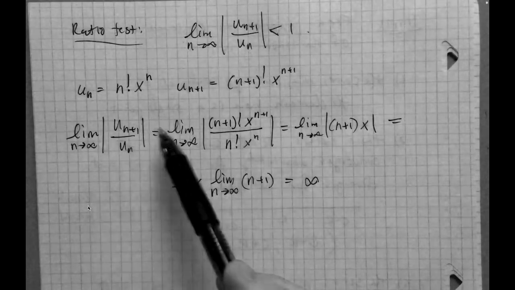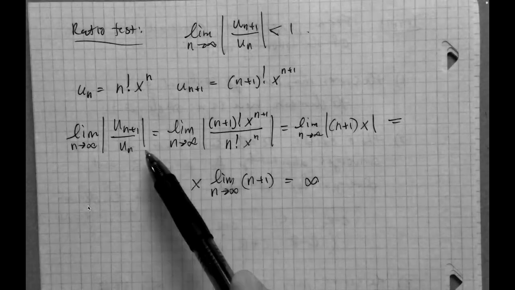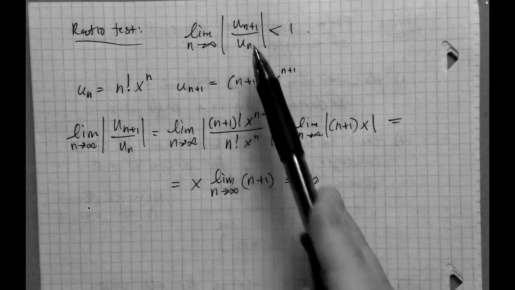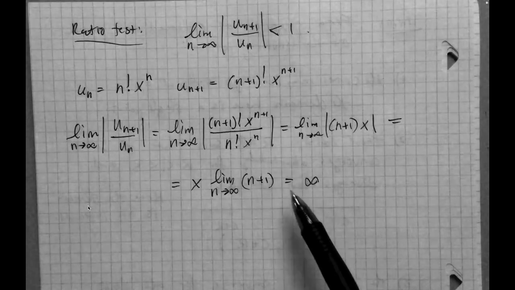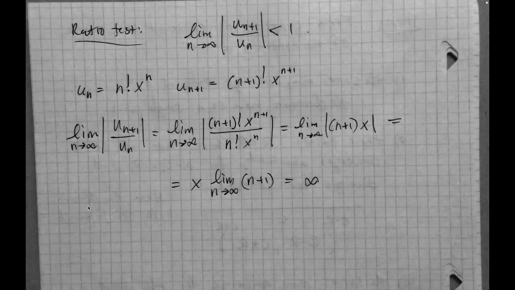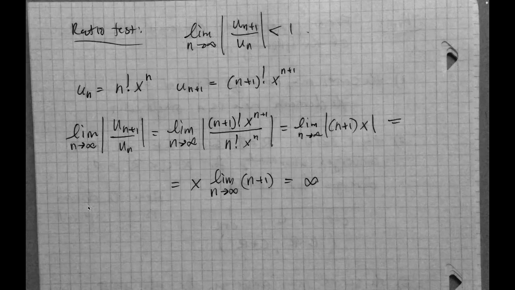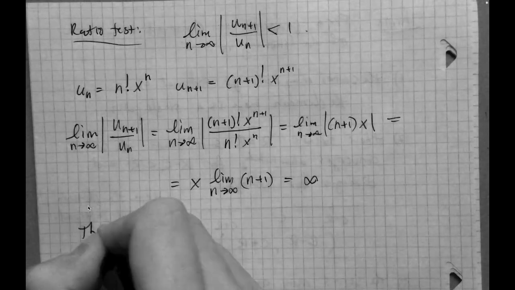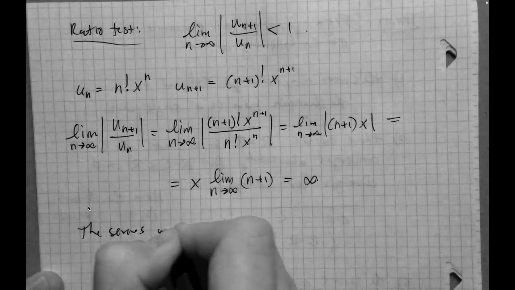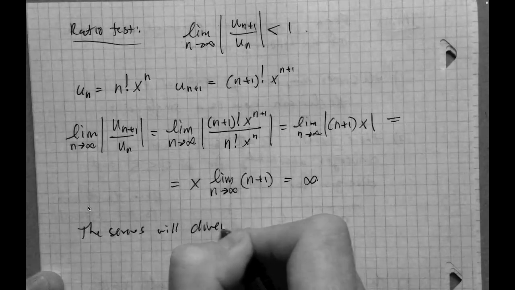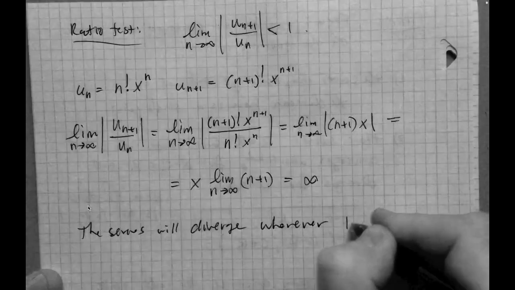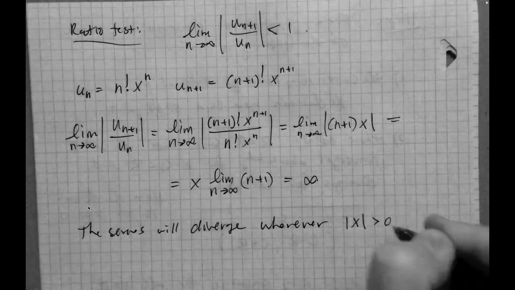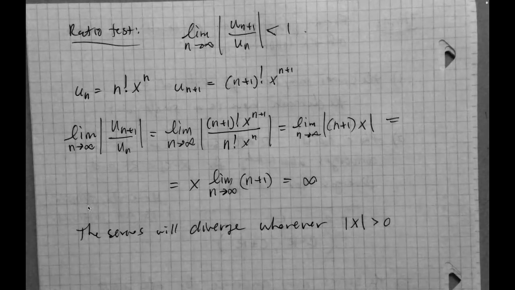So the ratio test would say, hey, the ratio of the n plus 1 term to the n term diverges. And so that means that the series will diverge. And so what we can say here is that the series will diverge whenever the absolute value of x is greater than 0. So basically for any non-zero x.